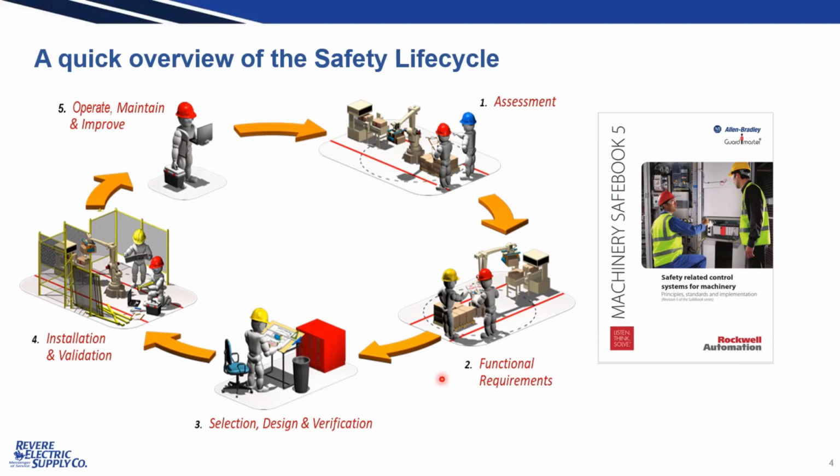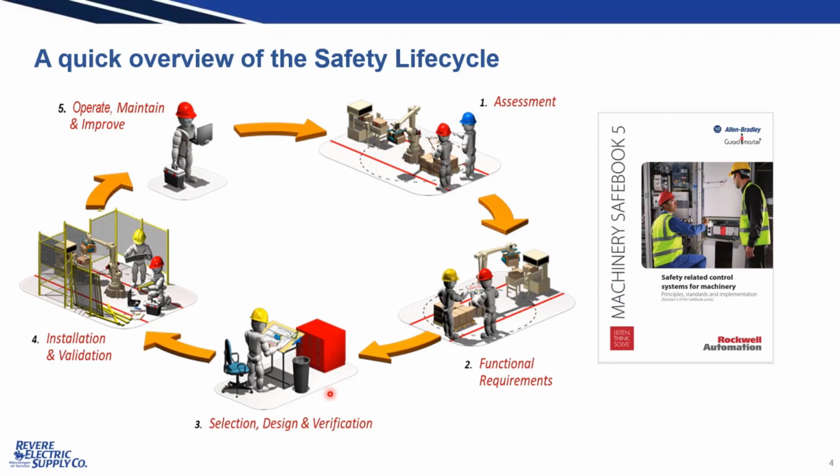Next, we want to determine the functional requirements. Evaluate safeguarding options based on industry acceptable solutions, and select mitigation techniques. First of all, how often do you need to access the hazard points? And then who needs access and how often? Operators, maintenance, housekeeping, people loading raw materials, that all has to be factored in.